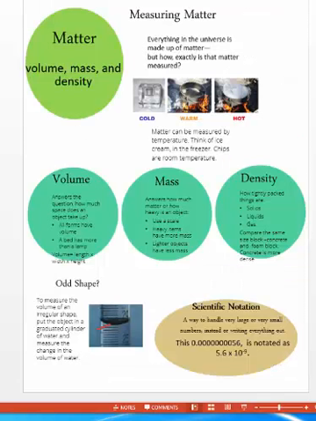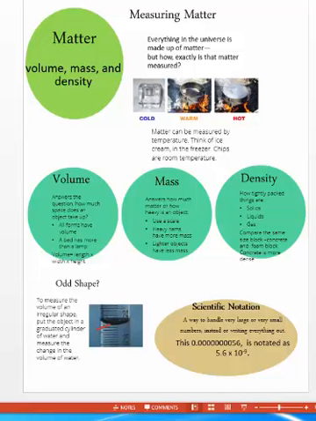Next, we'll be moving into matter, and matter is everything that takes up space. And this would include volume, mass, and density. For volume, it's how much space does it take up, and you measure this by length, width, and height. Mass is how heavy is an object, and density is how tightly packed is it, if you're looking at a solid, a liquid, or a gas.